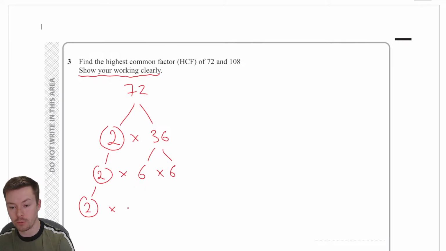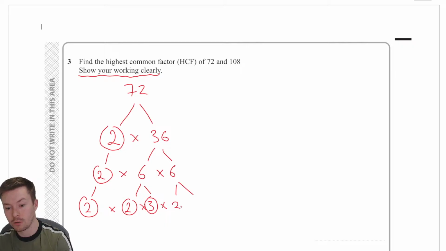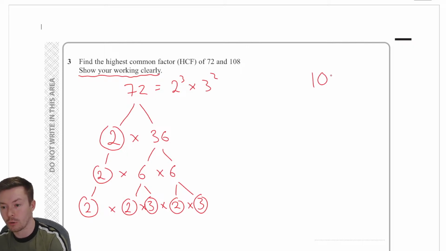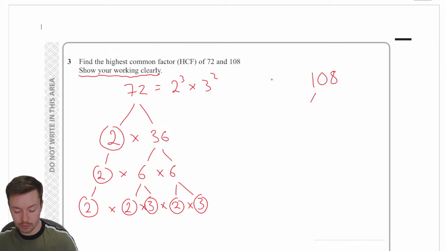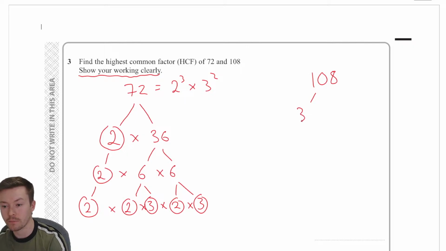So bring the 2 down. This is then going to be 2 times 3, and that 6 is done, and then this 6 is going to be 2 times 3 as well. That means that 72 is 2 times 2 times 2, which is 2 cubed, times 3 squared. And then 108, so I've got to do the same over here. I think I can divide that by 3. Let me check. I can, 36.